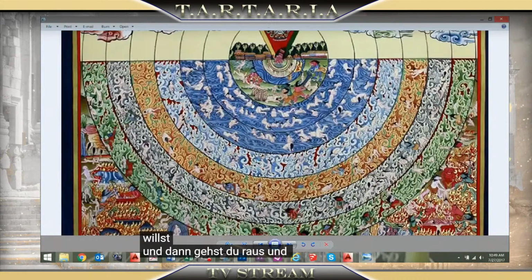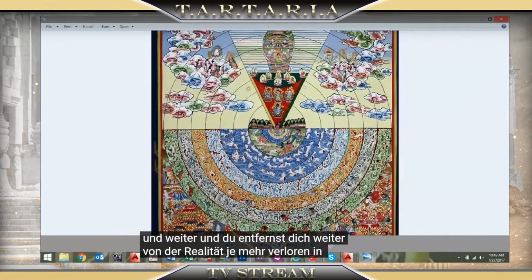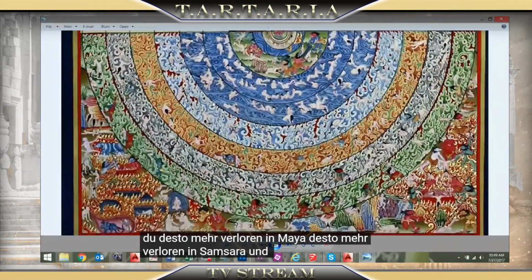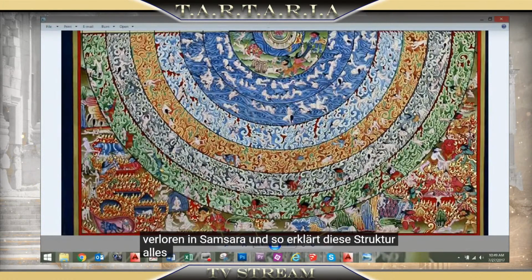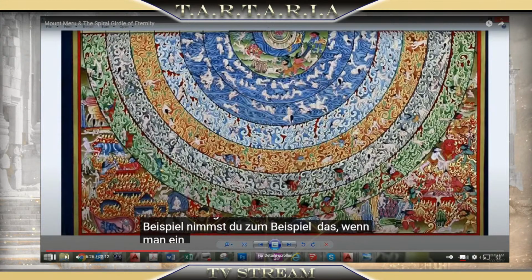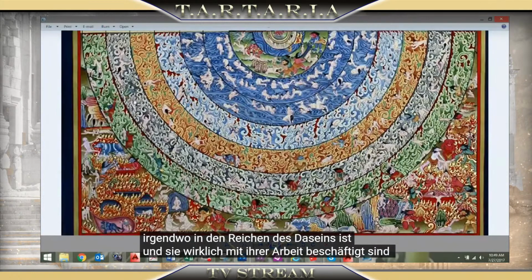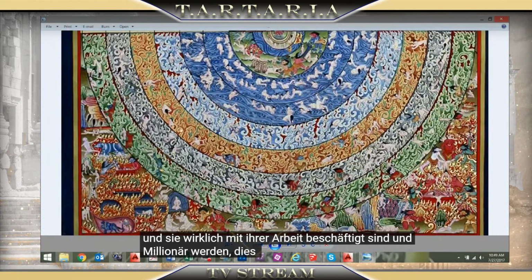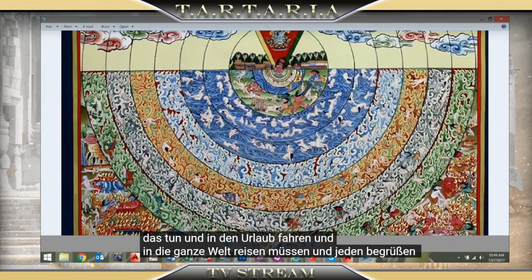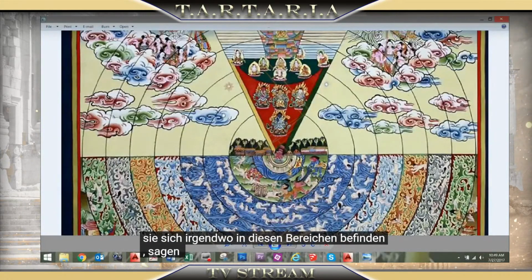And then you go out further, and you get further away from reality, the more lost in existence you get, the more lost in Maya, the more lost in samsara. And so this structure explains everything really well. For example, if you have a family member or friend that's somewhere in the realms of existence and they're really busy with their work and becoming a millionaire and going on a holiday and having to travel the whole world and climb every mountain because it's so important, they're somewhere in these areas, let's say, right?